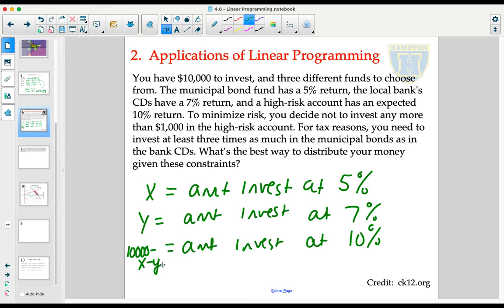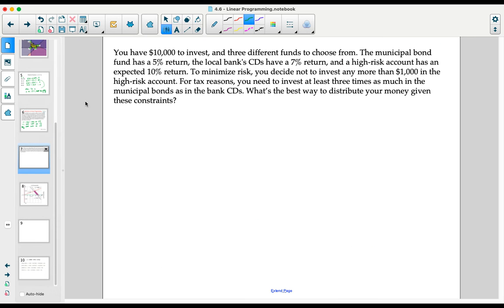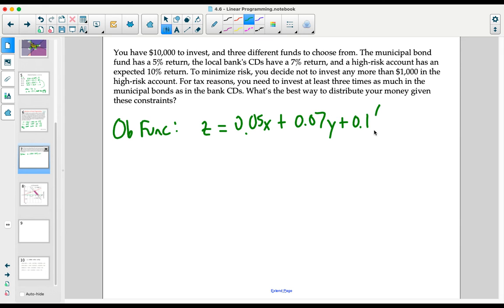Using those 3 representations for the 3 amounts, we can write our objective function. We'll start with Z as a representation for the maximum amount of return that we want to get. And we're going to make 5% off of the X, we're going to make 7% off of the Y, and we're going to make 10% off of that leftover amount, 10,000 minus X minus Y.